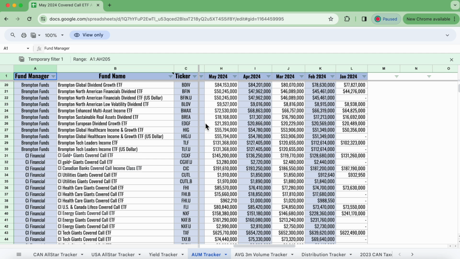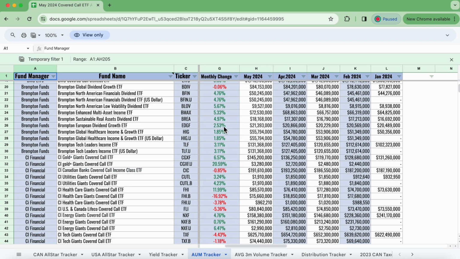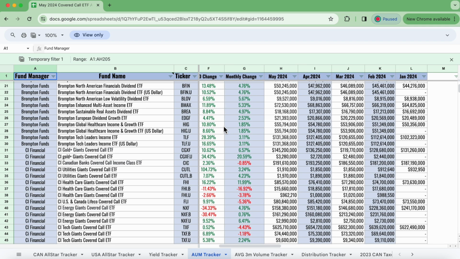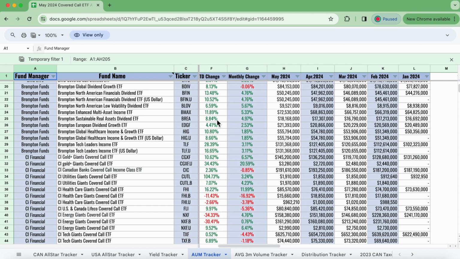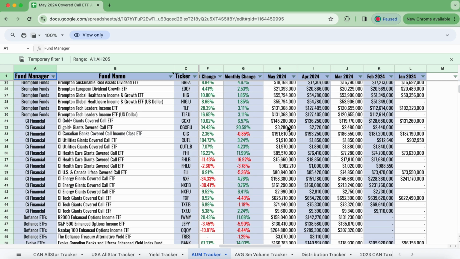With Brompton, I like to look at BMAX. We can see that BMAX has been slowly edging upwards, which I like to see. That's a fund I hold. So good to see. Let's see what its monthly change is: 5.33%, with a year-to-date change of 11.89%.